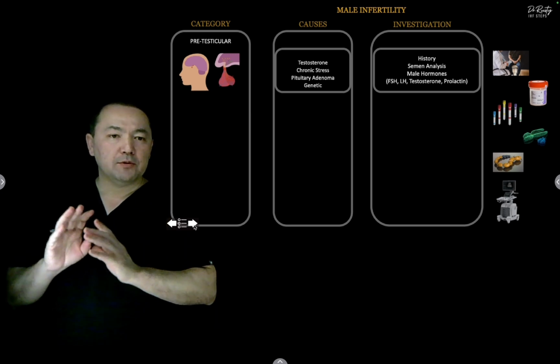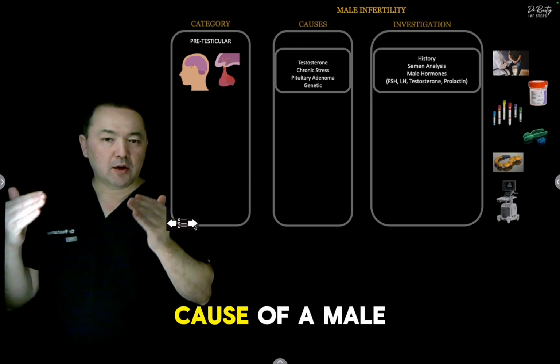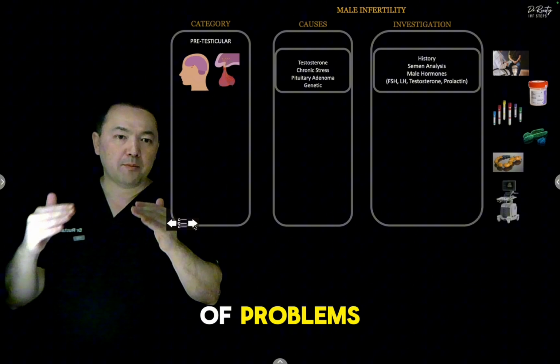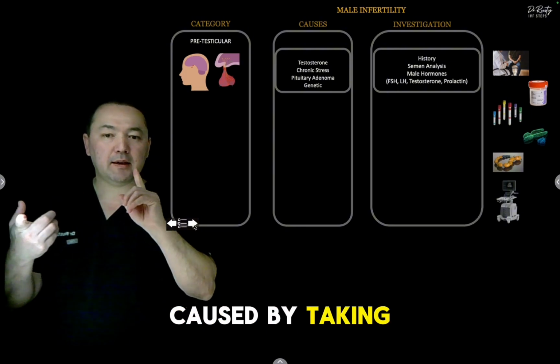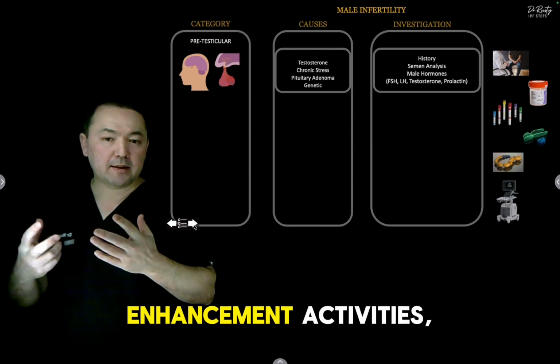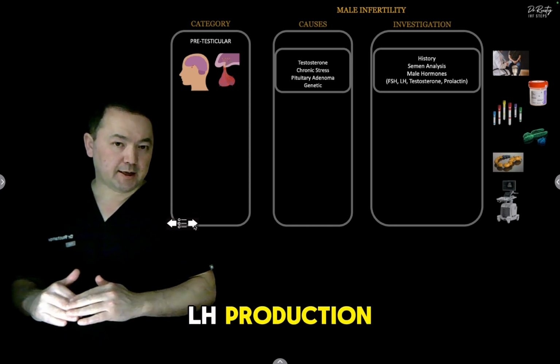The reason for doing the FSH and LH test is to find out if you have a pre-testicular cause of male infertility. In this category of problem, you have a low FSH and LH. That is usually caused by taking anabolic steroids or testosterone for bodybuilding or any sports enhancement activities. That shuts down your FSH and LH production.